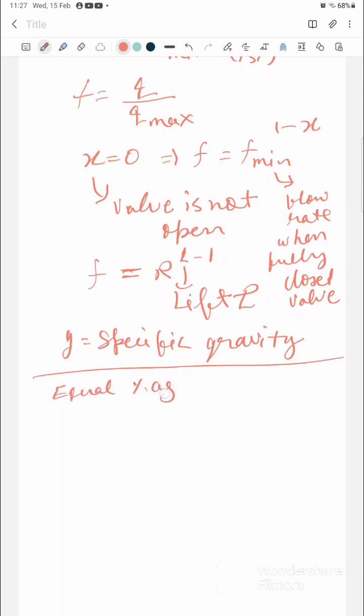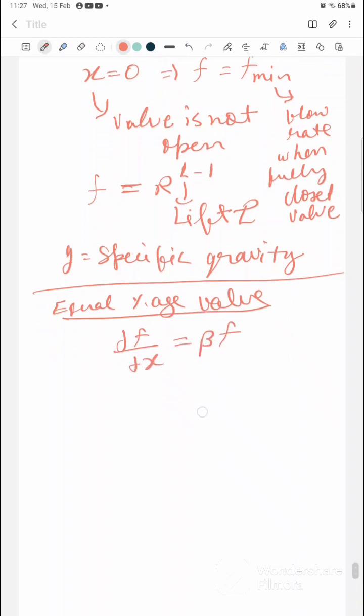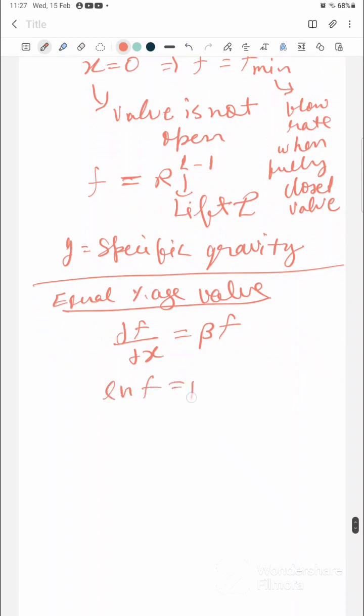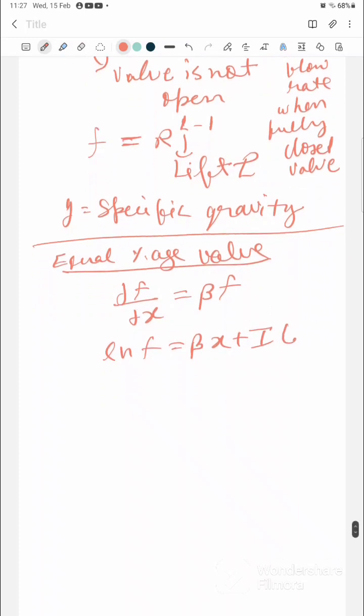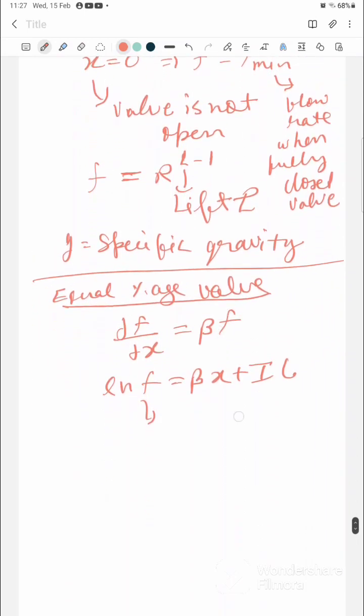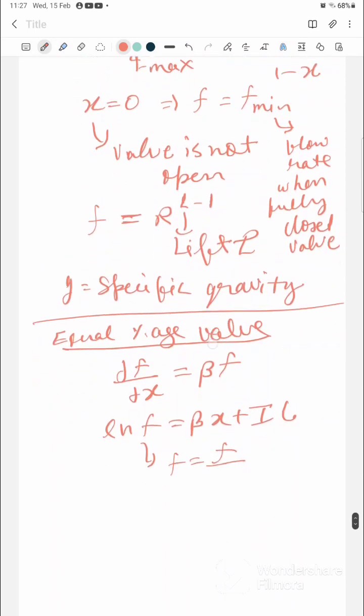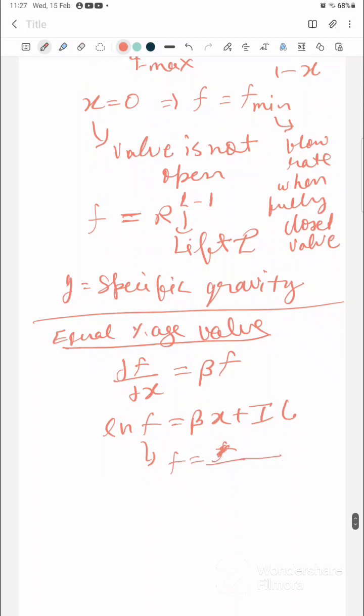Equal percentage valve is defined as dF by dx is beta F. ln F is equal to beta x plus integration constant. Fraction of maximum flow F is equal to Q by Q max.